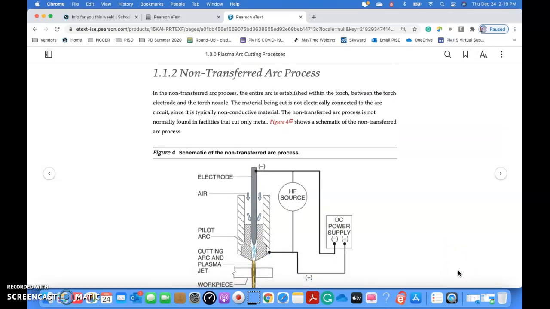The non-transferred arc, the entire arc is established within the torch, between the electrode and the torch nozzle. The material being cut is not electrically connected to the arc. Since it's typically non-conductive material, it can't be. The non-transferred arc process is not normally found in facilities that cut metal, like our shop.